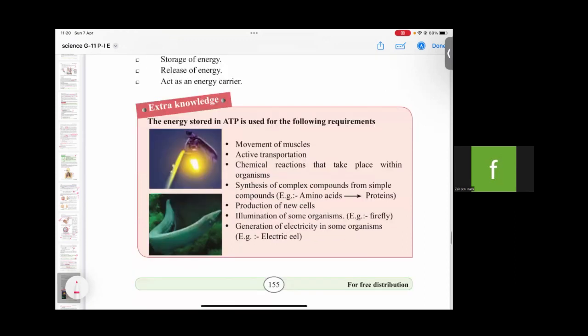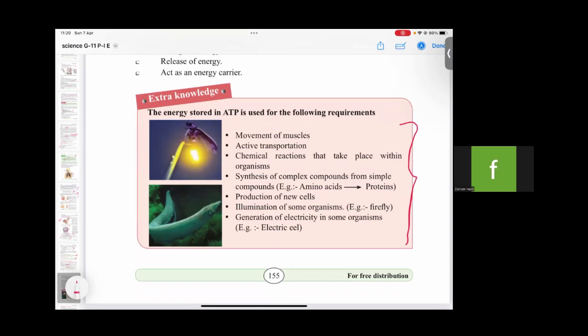So these are the activities where we need ATP or the energy. Movement of your muscles, transportation, chemical reactions that take place within organism, synthesis of complex compounds from simple compounds, and so for even digestion, you need ATP. No, not for the digestion, the other way around. Synthesis. Production of new cells, elimination of light by some organisms, you know, firefly, and generation of electricity like electric eel and so on.